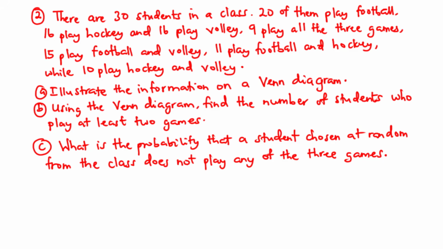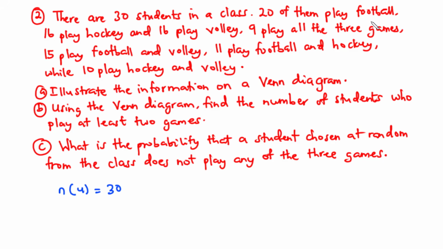A. Illustrate this information on a Venn diagram. B. Using the Venn diagram, find the number of students who play at least 2 games. And C. What is the probability that a student chosen at random from the class does not play any of the 3 games? So let's write down the information we gather from the question. So we have the universal set containing 30 students. So the number of students in the universal set is 30.